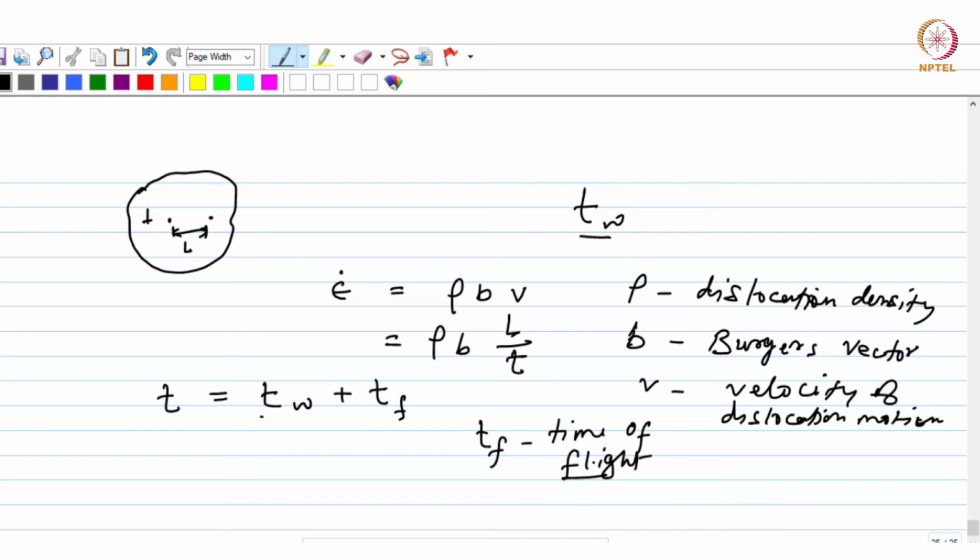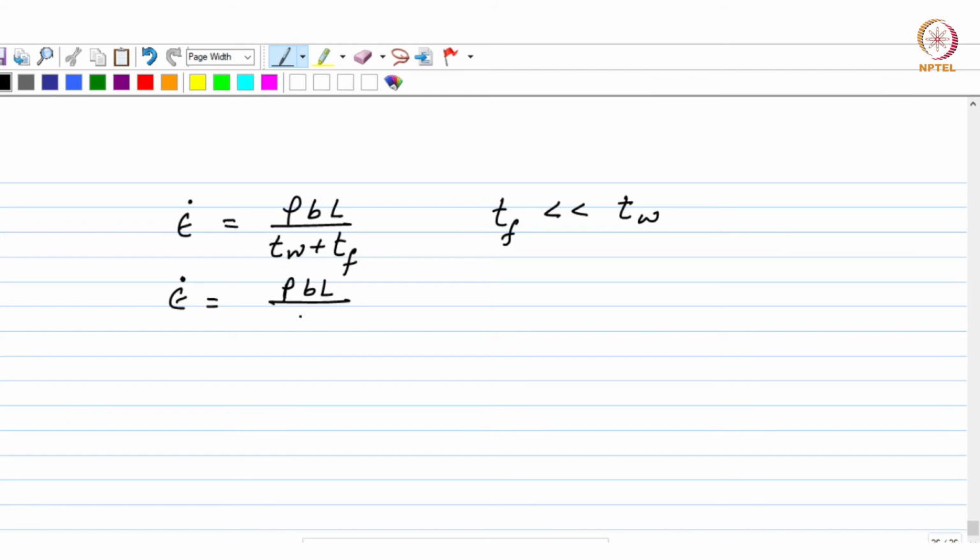So if we now replace T in this particular equation over here, we get the strain rate as... Now generally TF is much smaller compared to TW, and therefore this equation can be rewritten as this. TF can be ignored, so this will be simply TW.